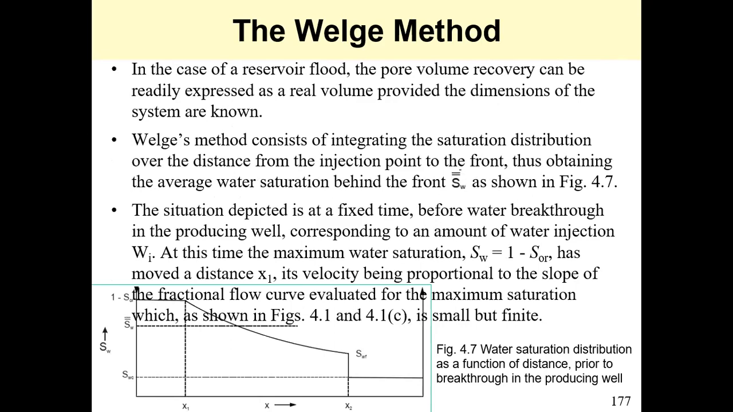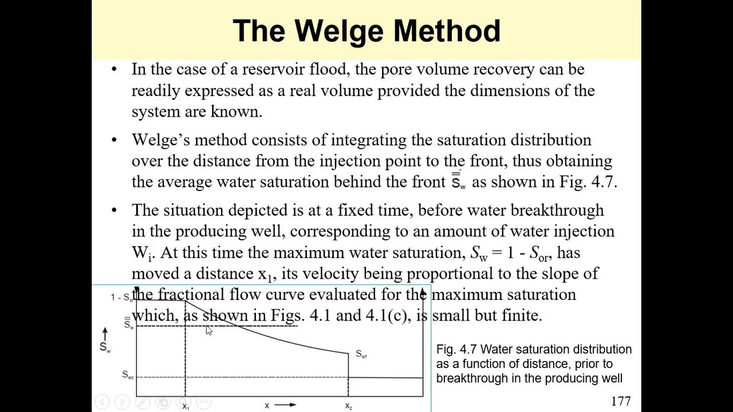So in the case of a reservoir flood, the pore volume recovery can be readily expressed as a volume, provided the dimensions of the system are known. The Welge method consists of integrating the saturation distribution over the distance from the injection point to the front, thus obtaining the average water saturation. The situation is depicted at a fixed time before water breakthrough in the well, corresponding to cumulative water injection of WI. WI is cumulative water injection. At this time, the maximum water saturation has been moved a distance X. Actually, that's what you have here.